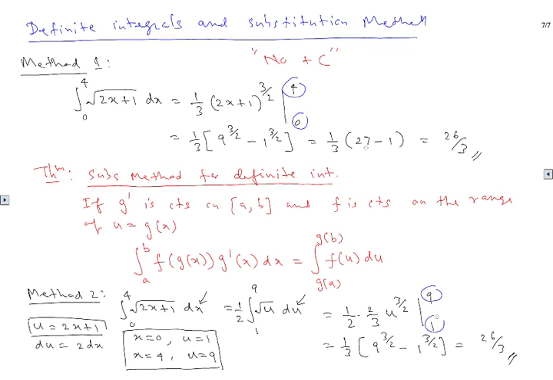But you can see that at the end you're going to get the same answer, but sometimes the second method is much faster compared to the first method. Especially when you solve long problems, it is much better to use the second method, and you can save a lot of time. But make sure that you calculate the new limits. So you see the limits change now.